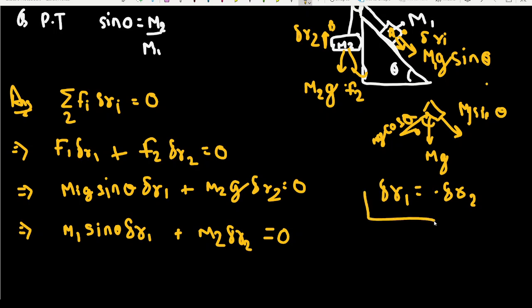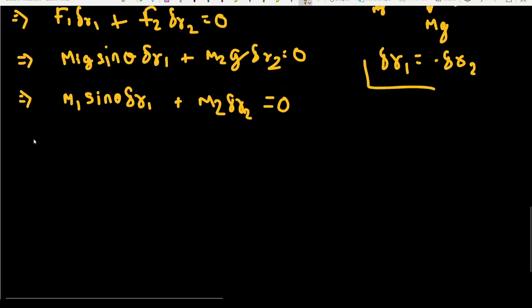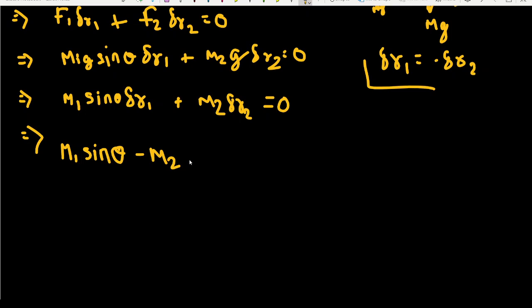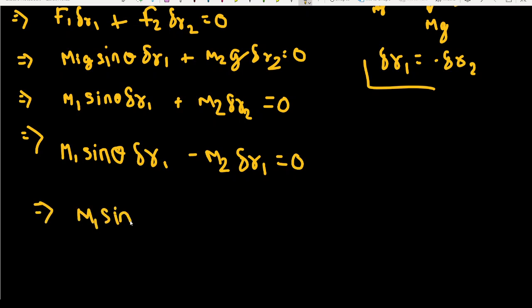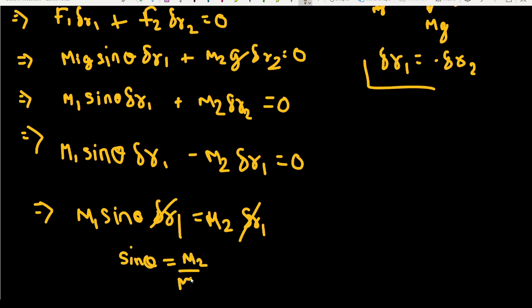Now if I simplify here and apply this result that we obtained, what we find is m1 sin θ δr1 minus m2 δr1, because this is equal and opposite, putting the value of δr2 as negative of δr1. Taking it to the other side, m1 sin θ δr1 equals m2 δr1, such that δr1 and δr1 cancel out, and the equilibrium condition is that sin θ should be m2 by m1.